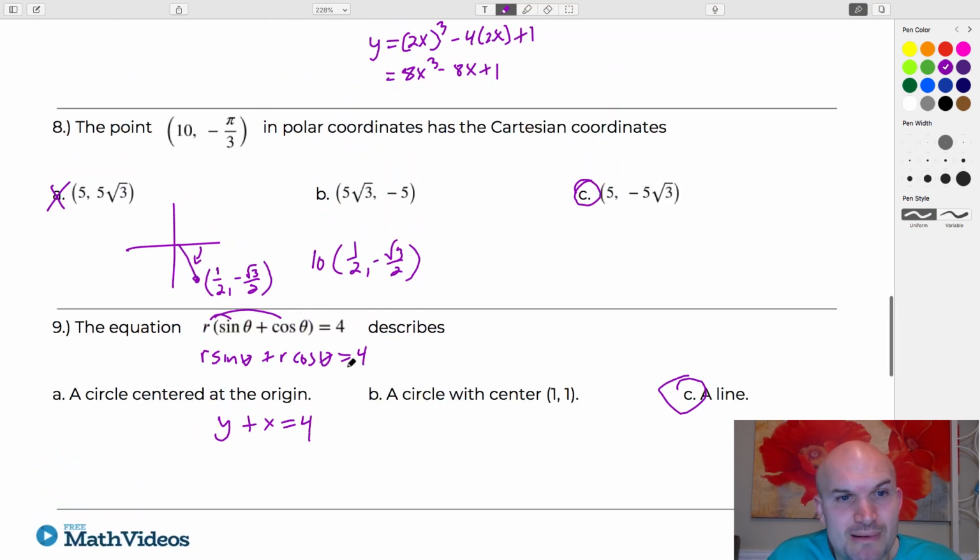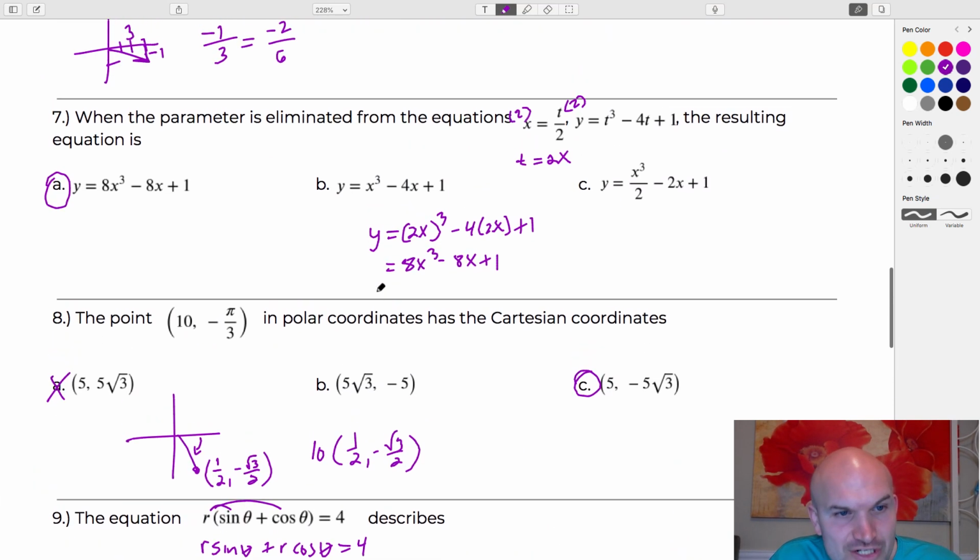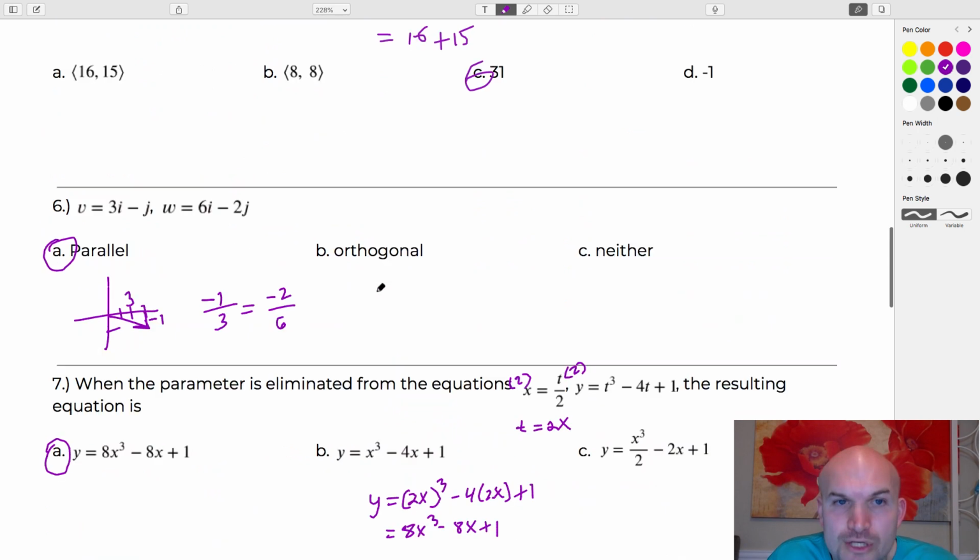So there you go, ladies and gentlemen. That is our vectors, parametric, and polar quiz.